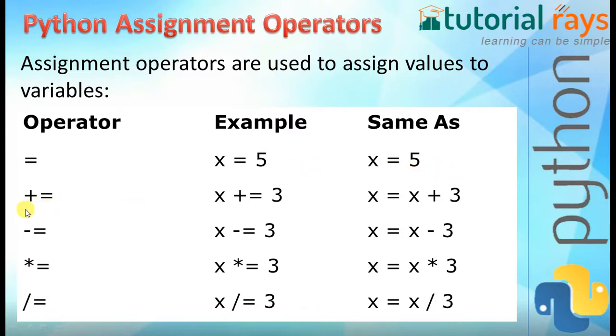The second one is plus equals. So it is like x plus equals 3, which is similar to x equals x plus 3. It is called a shorthand operator. And minus equals is similar to this one. So now let's see the practical example.